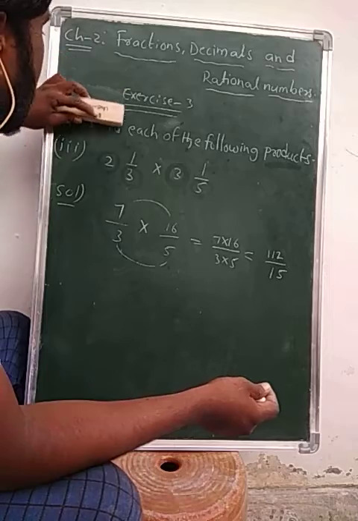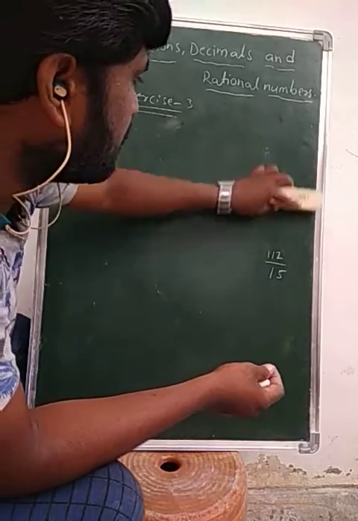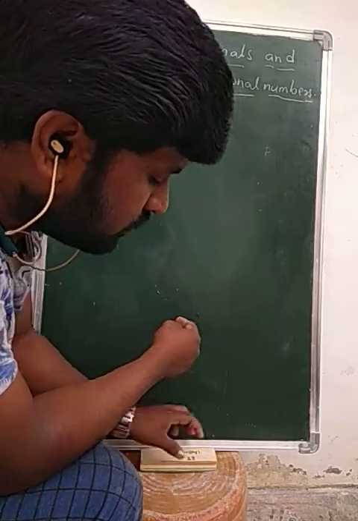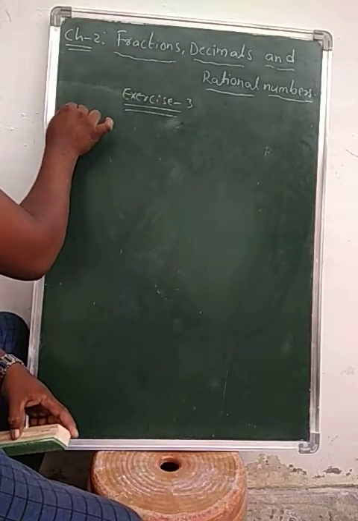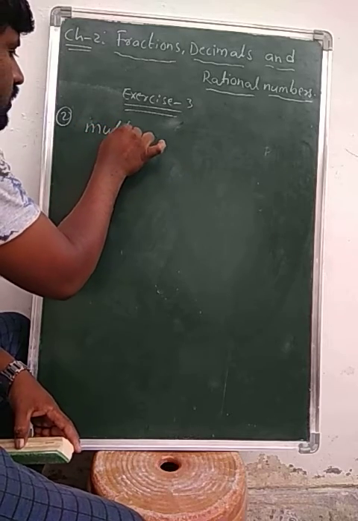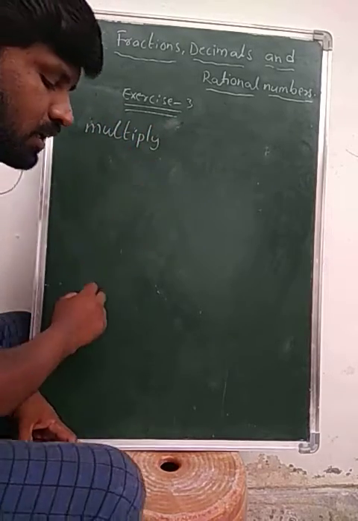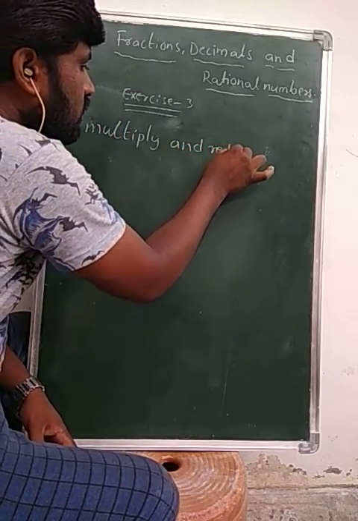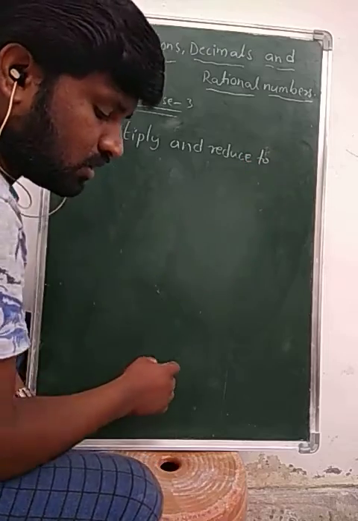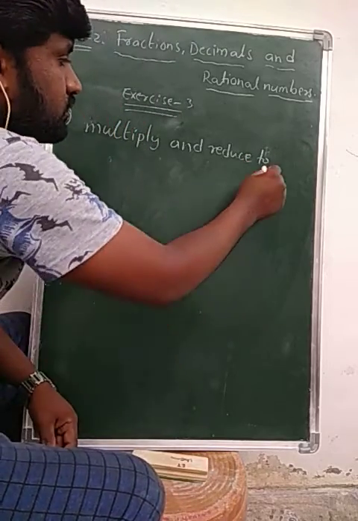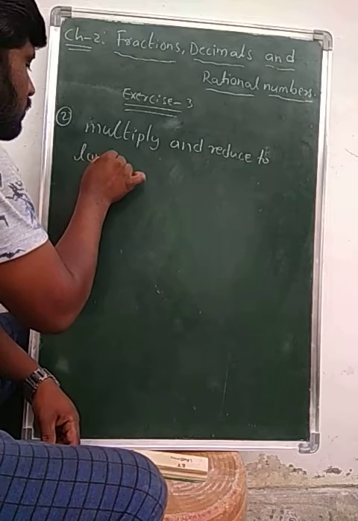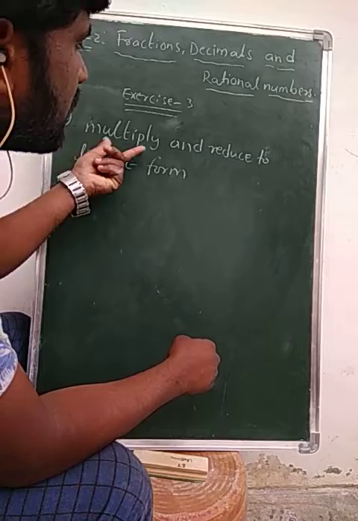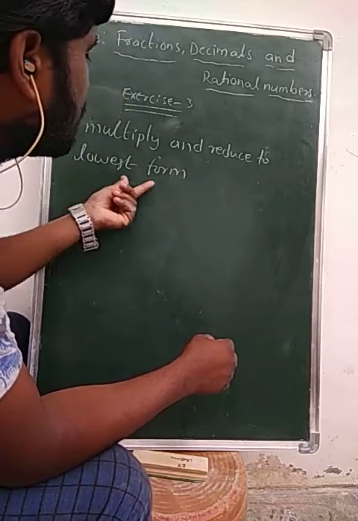Okay, now the second main question is given, multiply and reduce to lowest form. Second question is given, multiply and reduce to lowest form. So this is the question, multiply and reduce to lowest form.